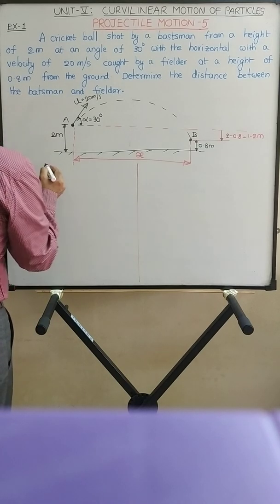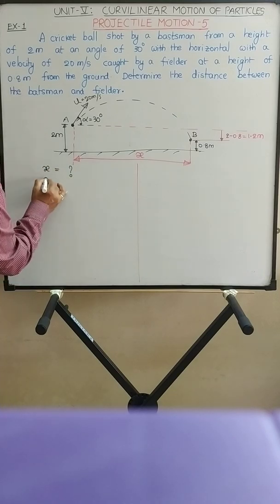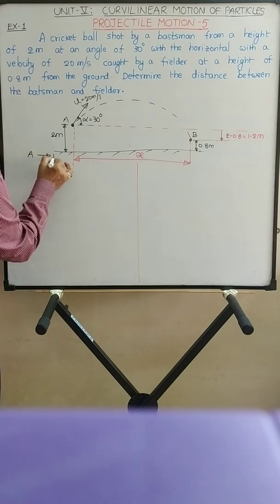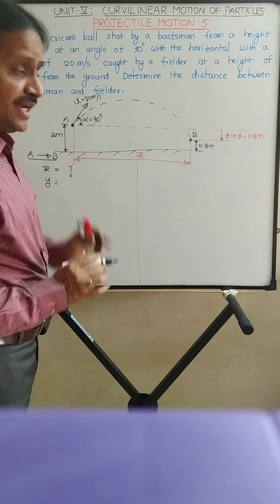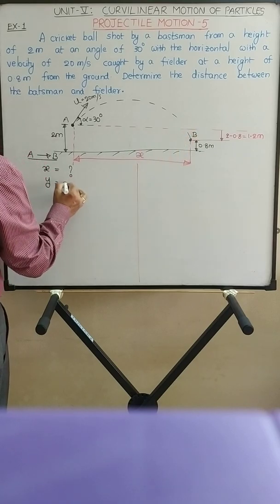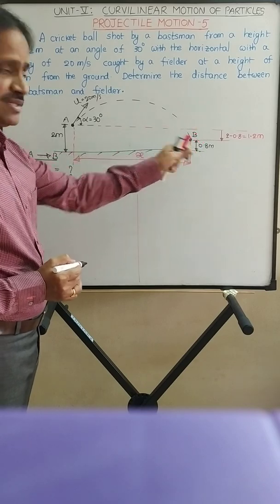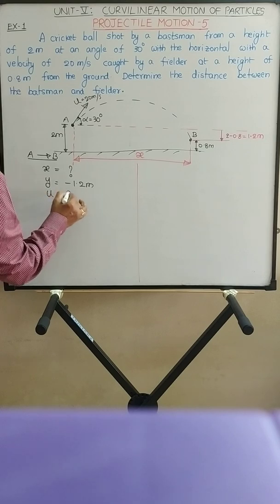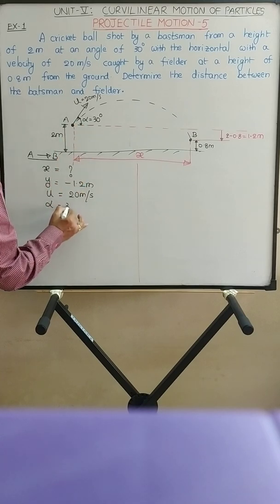So we have the horizontal displacement x to be found, vertical displacement from A to B. We are considering the motion of ball from point A to B. I am not saying horizontal motion or vertical motion. It is projectile motion from point A to B. So y is equal to minus 1.2 meters. Why minus? Because it is downward displacement from A to B. Initial velocity is 20 meters per second. Angle of projection alpha is 30 degrees.